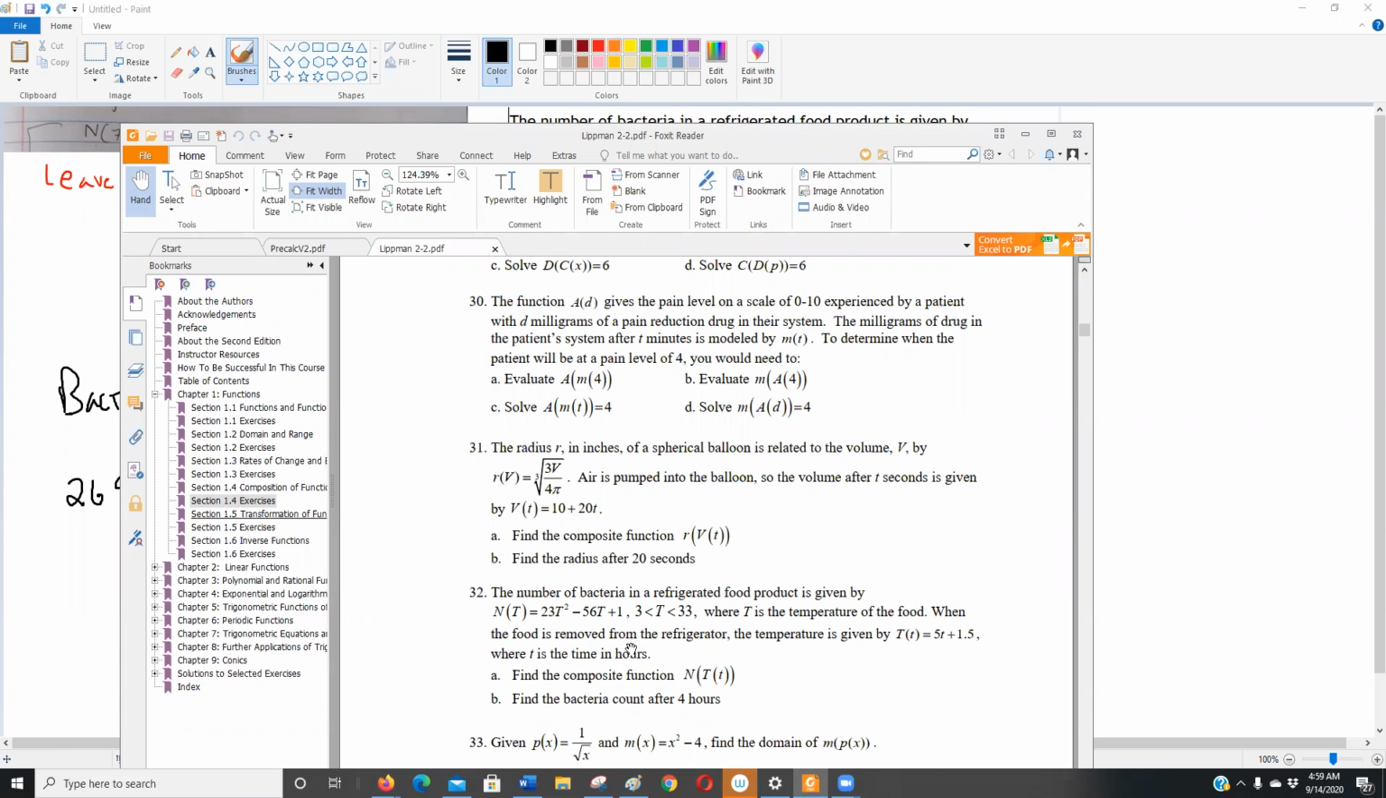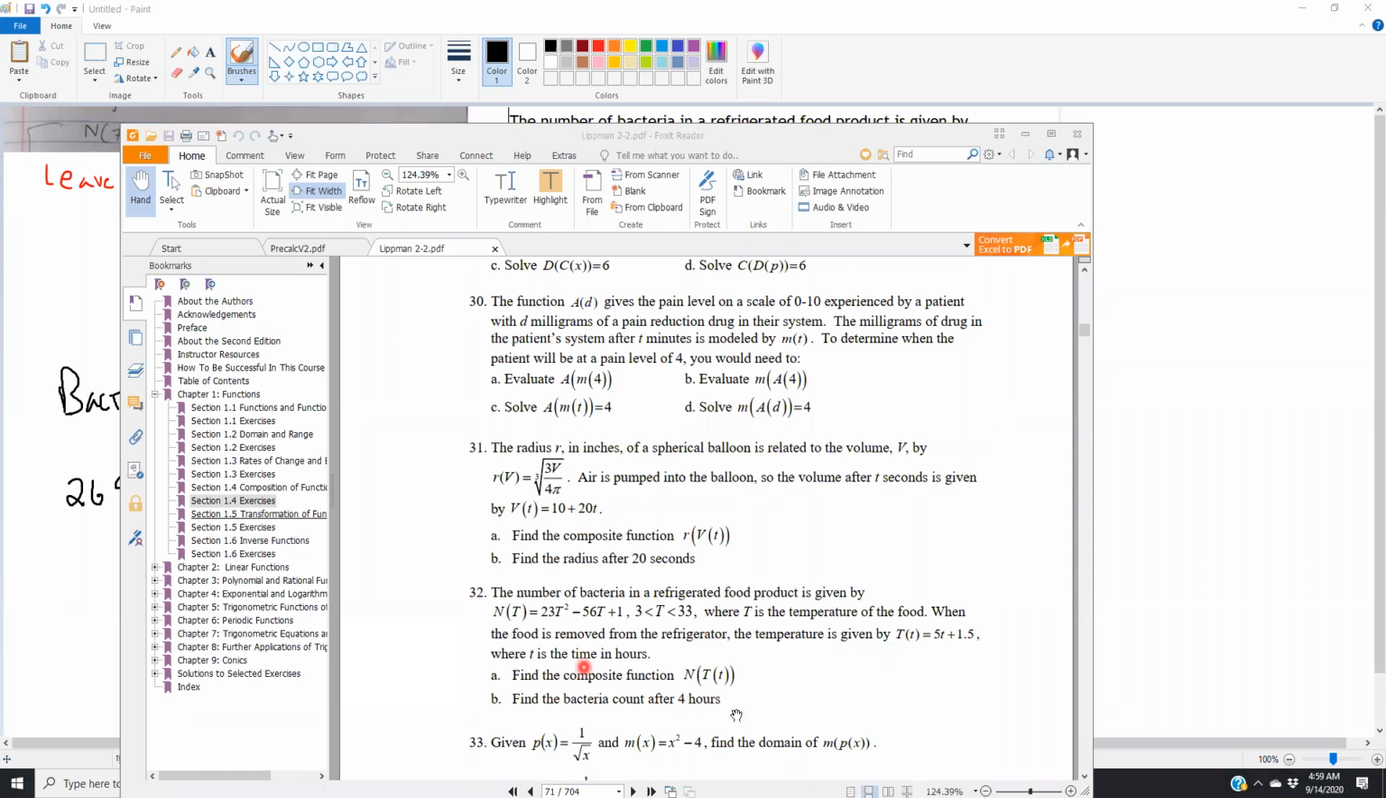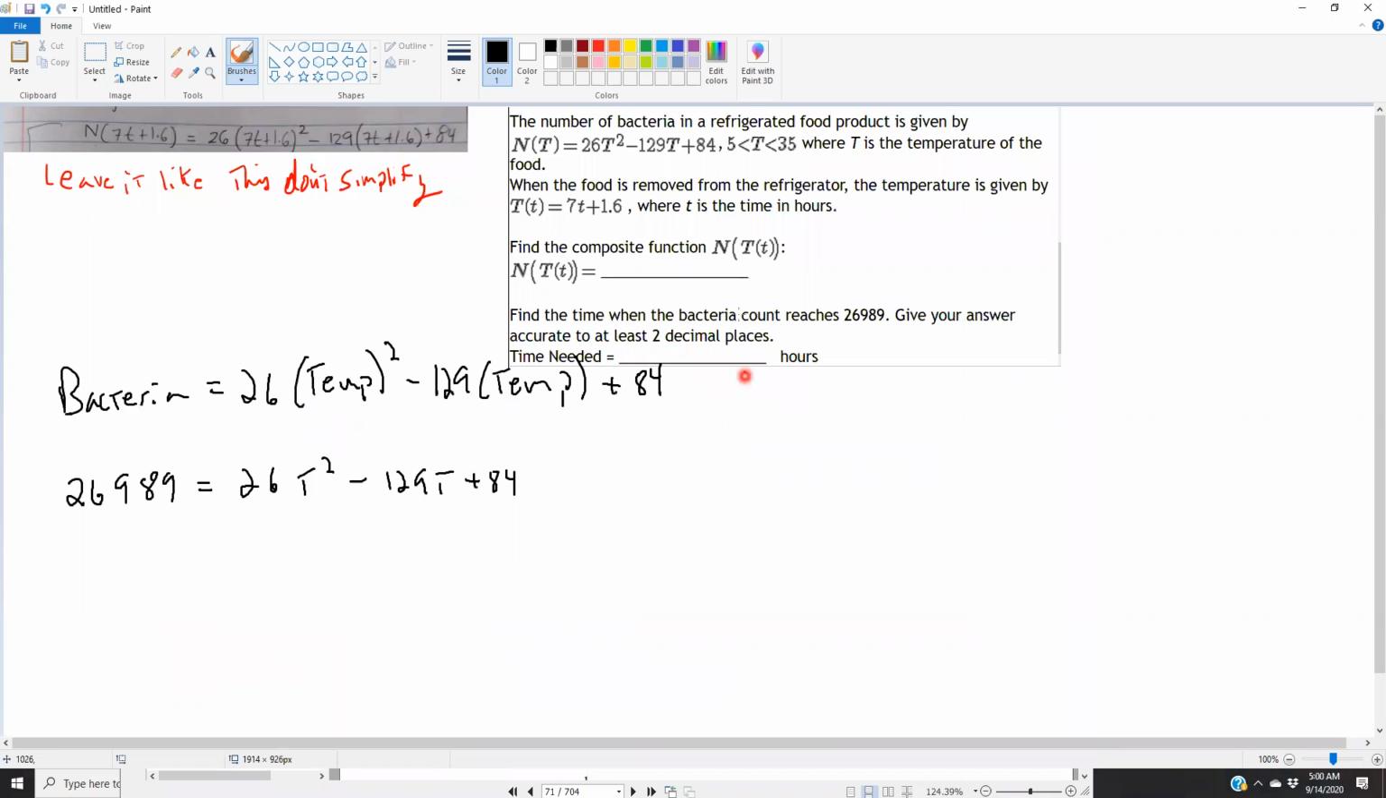It's a little different in 32 because in number 32, they're giving you the time to find the bacteria after 32 hours. So that means you take 4 and you substitute it into the temperature formula, because that's the temperature based on time. Here, let me get the pointer going. I'm not totally sure you can see my mouse. Okay, so you're going to take 4 for this one in the textbook, substitute it into the temperature based on time function. You'll get a temperature. Take that value, substitute it into the number of bacteria temperature function. Solve that.